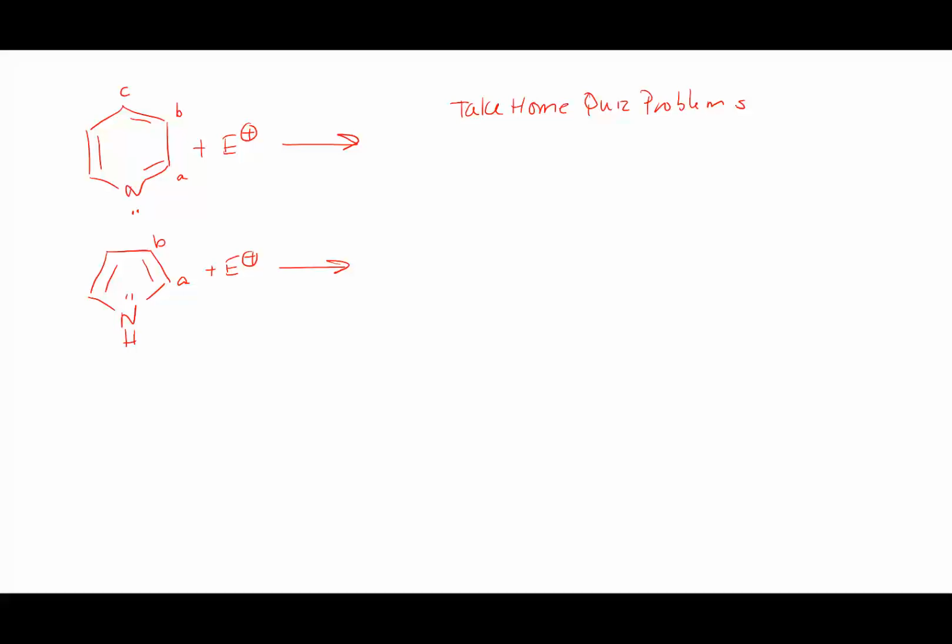Okay, because heterocycles, with putting the nitrogen in the ring, that's going to change the reactivity. There's no more ortho-para, but there are positions next to the nitrogen. So there's your take-home quiz problem.